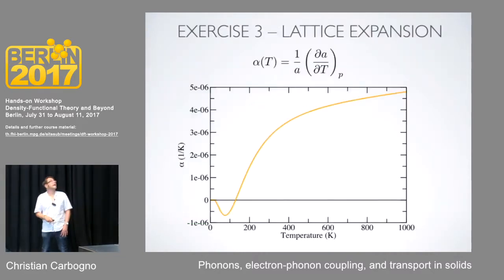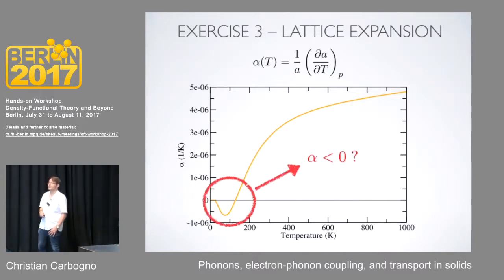And if you then calculate its derivative, so the lattice expansion for silicon, you get this very nice curve, and you see silicon has a negative lattice expansion at low temperatures, and this is exactly what you're going to discuss this afternoon, and hopefully at the end, at dinner tonight, you will know why this material has this very interesting and peculiar behavior at low temperatures.